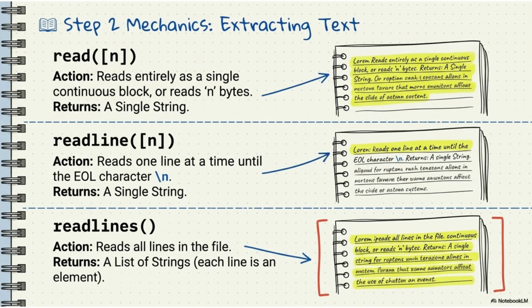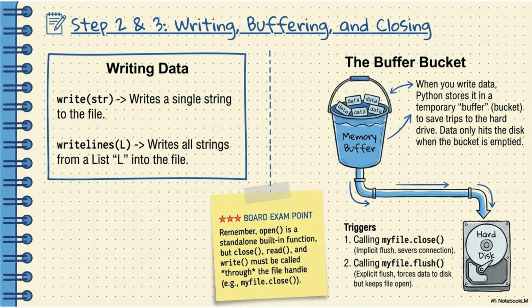When extracting text, you have options. Use read to pull the entire file as a string, readline to grab one line at a time, or readlines to return a list where each line is an individual element. Writing data is handled by the write or writelines methods.